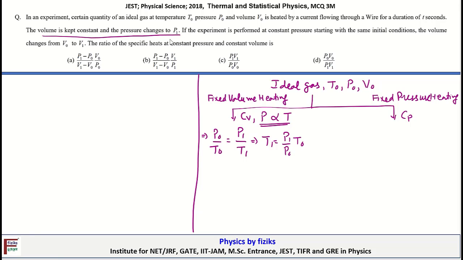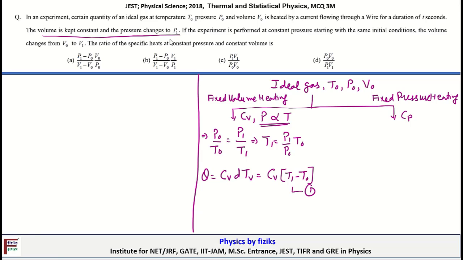The corresponding heat exchange involved, Q, is equal to CV delta T at constant volume heating, and that is equal to CV into (T1 minus T0). Let's call this equation 1.